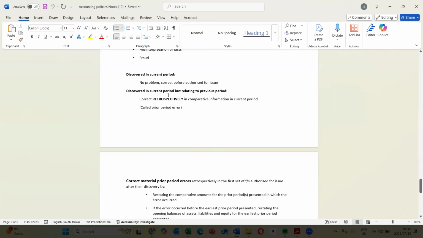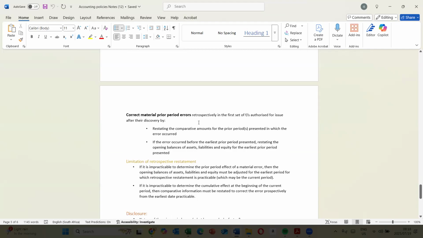Now, if the error is discovered in the current period but relates to a previous period, that's where we have issues. In that case, if the error is from the previous years, we do retrospective adjustments in comparative information in the current period. So we do retrospective application, just like what we did with change in accounting policies. So correct material prior period errors retrospectively in the first set of financial statements authorized for issue after their discovery, by restating the comparative amounts for the prior periods presented in which the error occurred.